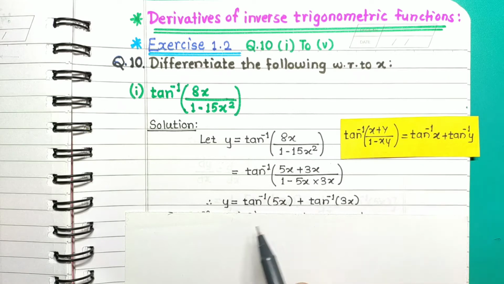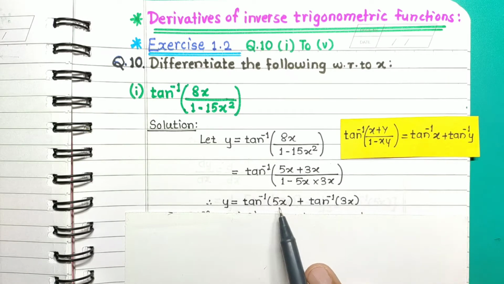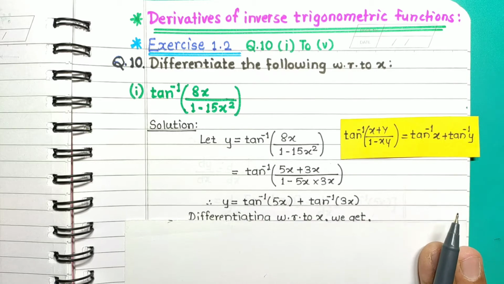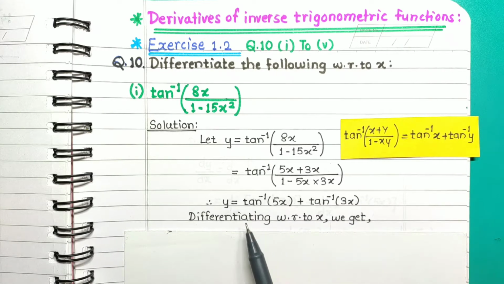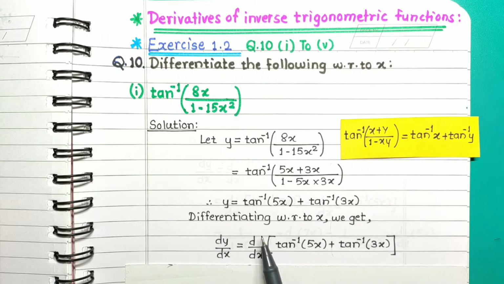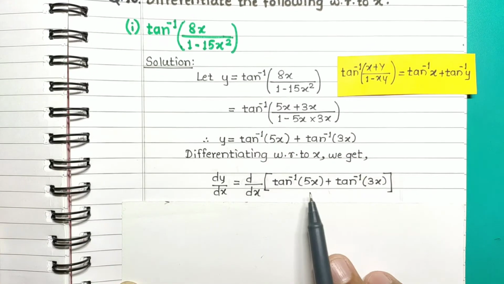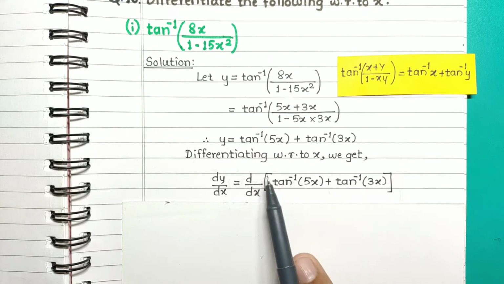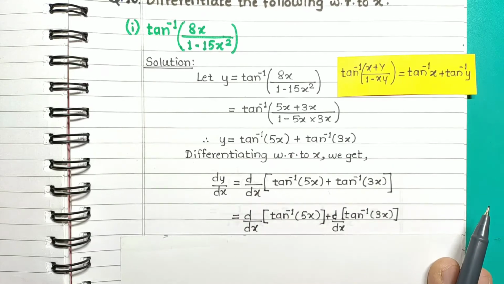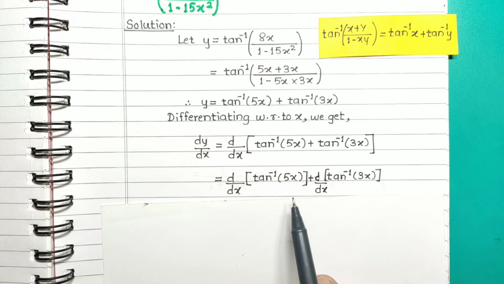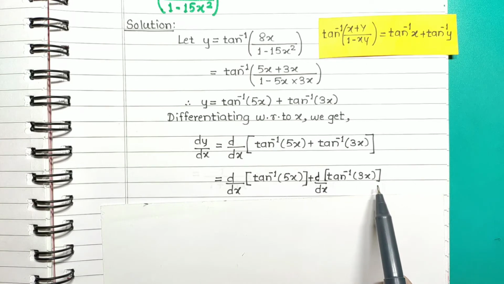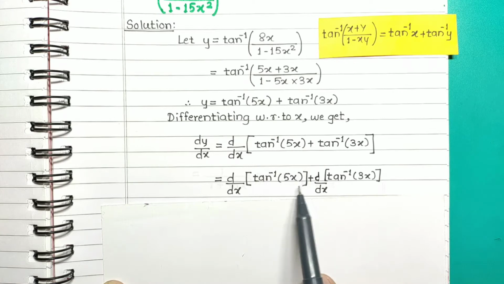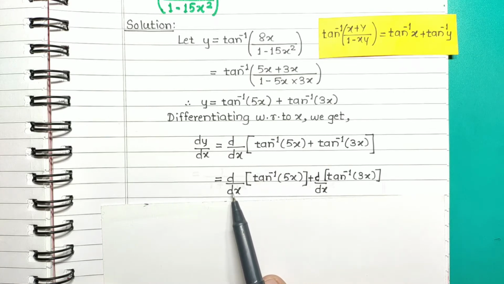Then we have now a simplified function, we can differentiate it easily. So differentiating with respect to x, we get dy by dx is equal to d by dx of the sum tan inverse of 5x plus tan inverse of 3x. This is a sum of two functions, so the derivative of this sum is the sum of their individual derivatives. So it is d by dx of tan inverse of 5x plus d by dx of tan inverse of 3x. Now here it is a composite function and we have to find its derivative.